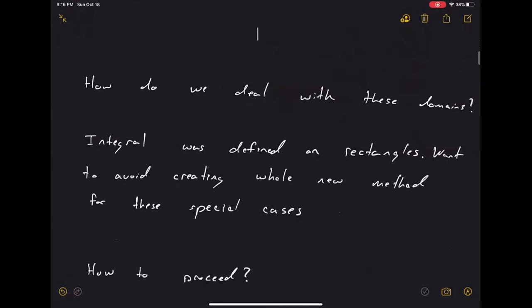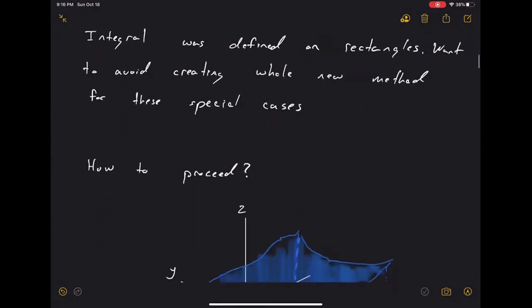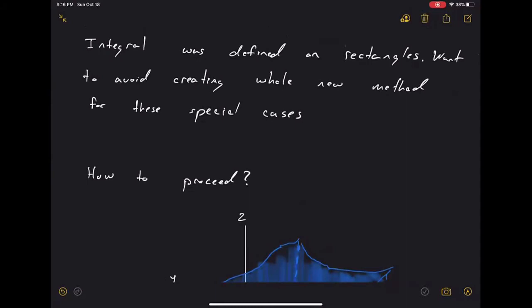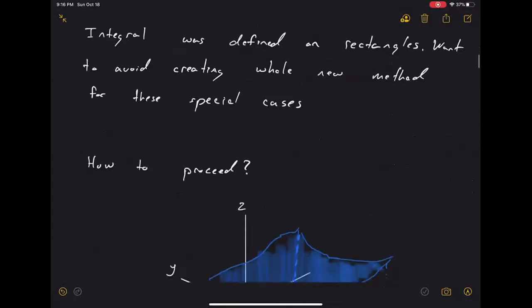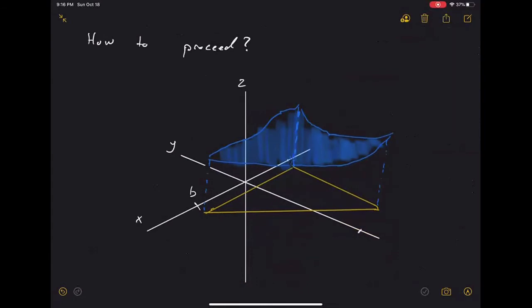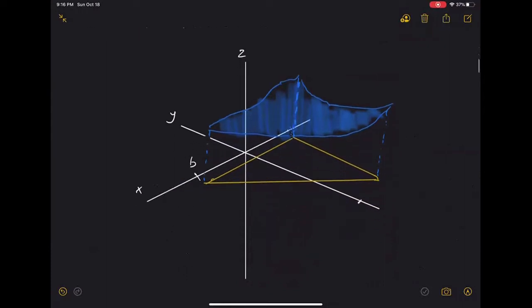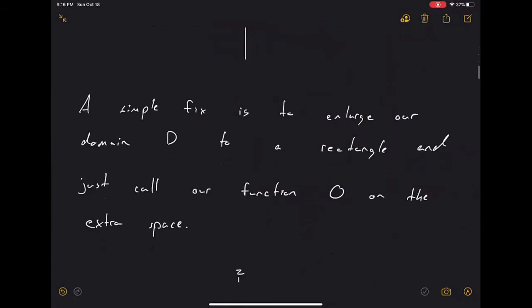Let's talk about theory first, and then we'll talk about practice. The integral we defined in the last section was defined on rectangles, and we want to avoid having to recreate a new integral for every possible shape of our domain. So what we're going to do is start with some irregularly shaped domain, meaning not a rectangle, and we're just going to make it into a rectangle. That's our simple fix.